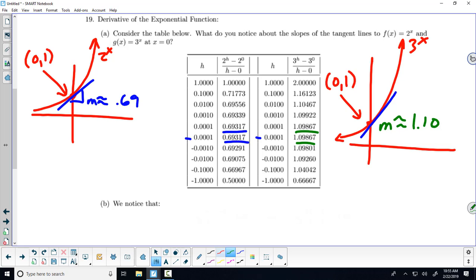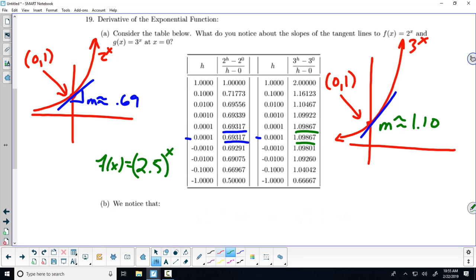So, this is the exponential function 2 to the x. This is the exponential function 3 to the x. I could look at the graph of f of x equals 2.5 to the x power. Much more difficult to calculate values for that. Okay, but you could do so. And it would have a slope. What would the slope of 2.5 to the x power be? What was that, Mike? It would be between 0.69 and 1.10, right?